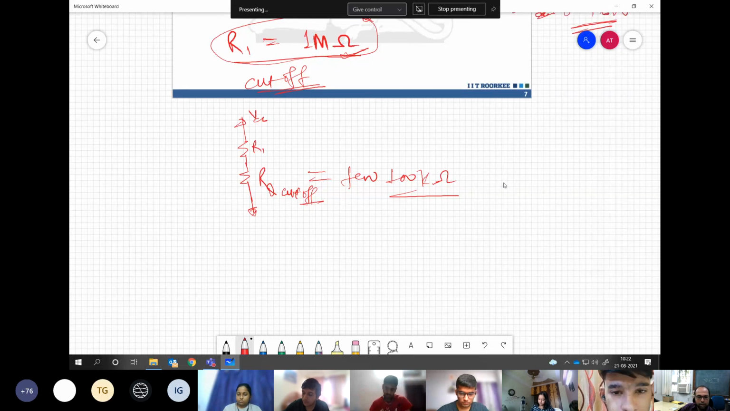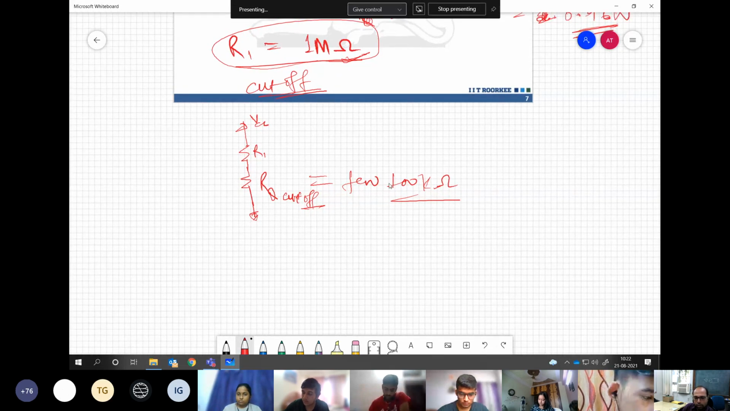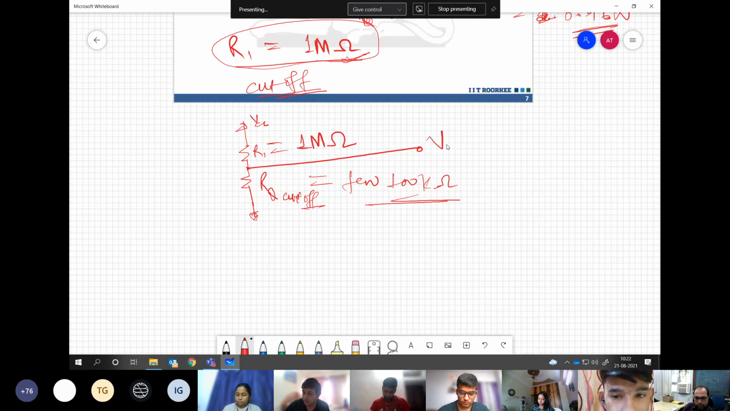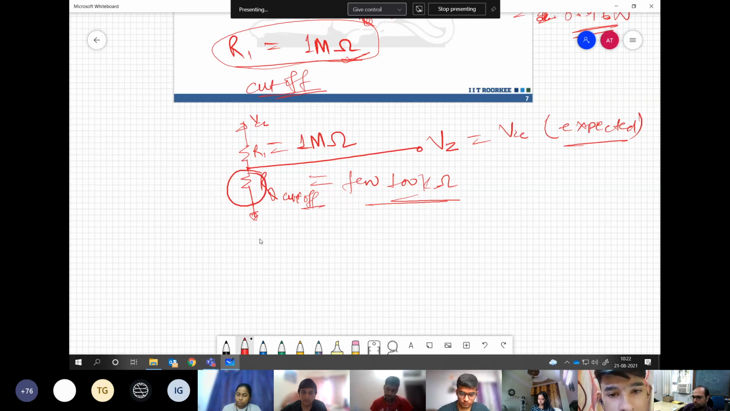So this few hundred kilo ohm and this being 1 mega ohm. Now let us see what will happen when the device is in cutoff zone. So typically this voltage Vz, when the device is in cutoff zone, it should be what? VCC. That is the expected value, isn't it? Most of the drop should happen over here. Then only it will be pulled up to this VCC value.